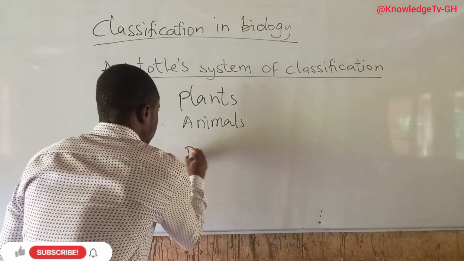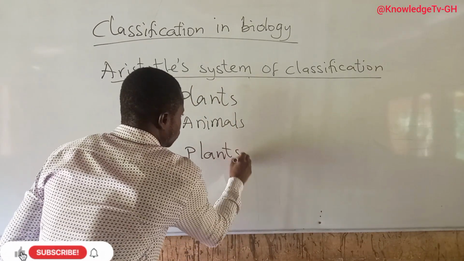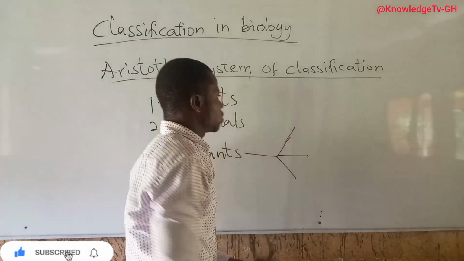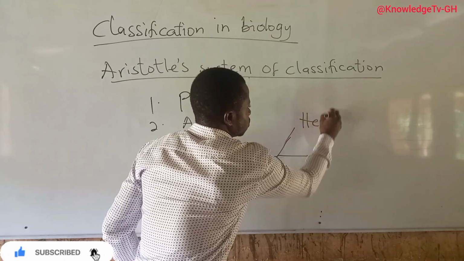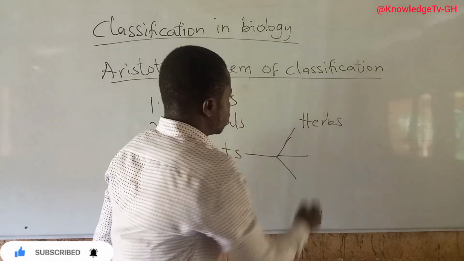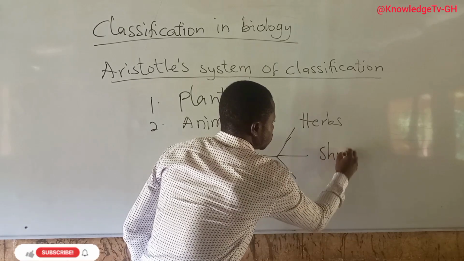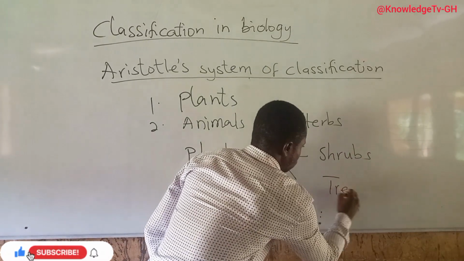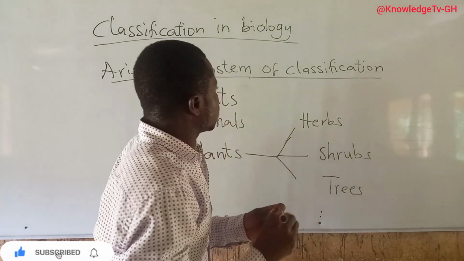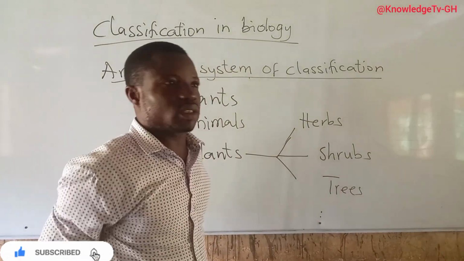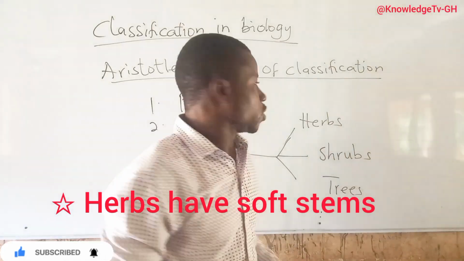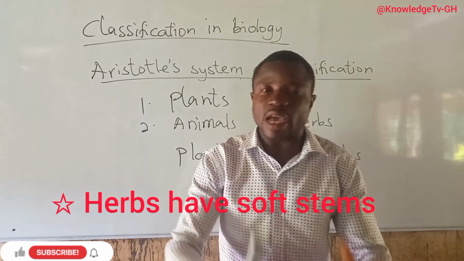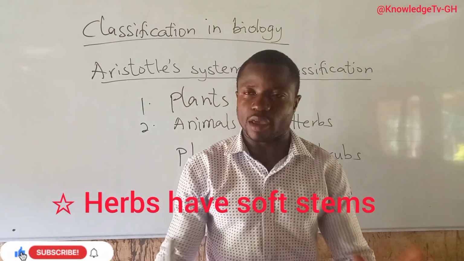That is, the first one is herbs. The second one is shrubs. And the last group is trees. As for the herbs, they are those with soft stem. So every plant that falls in that category, the group name is a herb.